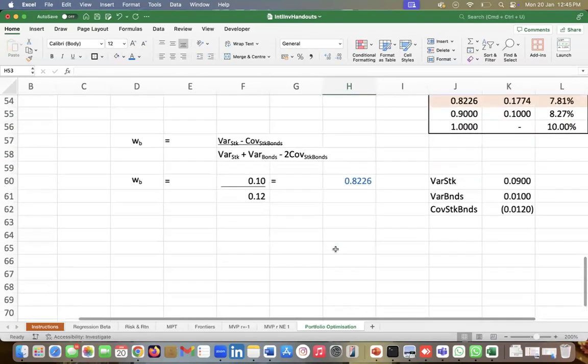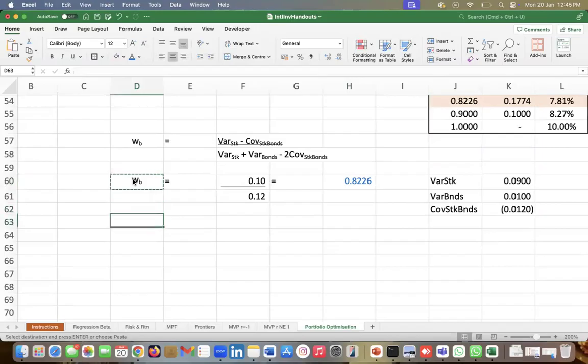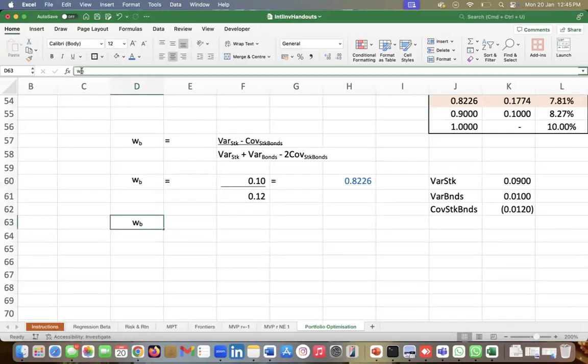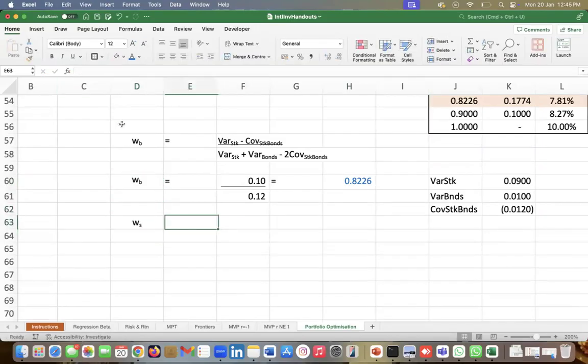What about the weight of stocks? Weight of stocks will be 1 minus weight of bonds, which will be 1 minus this, or 0.1774. So this is what we did for the minimum variance portfolio. Now we will be constructing the optimal portfolio.